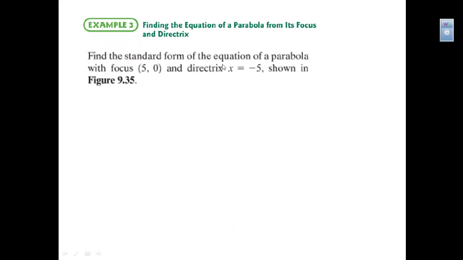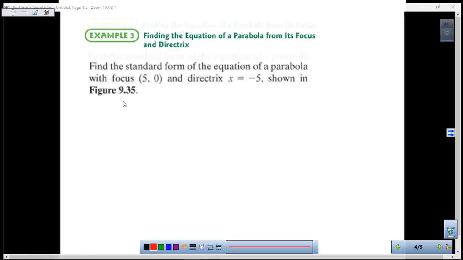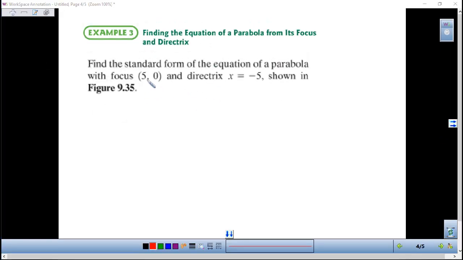Now, find the standard form of the equation of a parabola with a focus at (5, 0) and directrix at x equals -5. I don't know where the figure is, but that's all we really need. If we go from the focus to the directrix, we go from (5, 0) to x equals -5. What's changing there? Just the x values. How far do we go from 5 to -5? We go 10 units. Half of that is p, so p is 5.